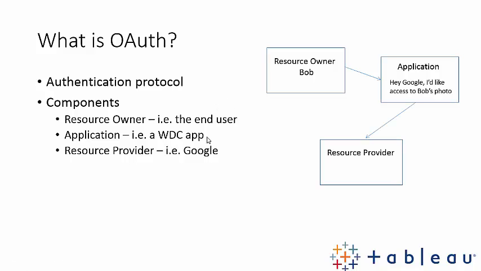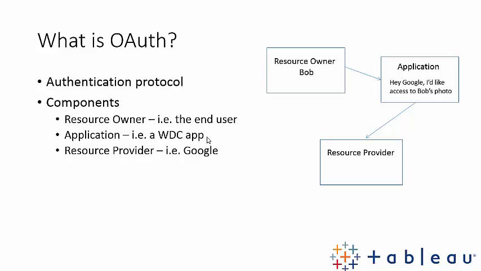In order to do this, the application needs to be registered with the resource provider. For example, your WDC will need to register with Google in order to receive Google app credentials in the form of a client ID and a client secret. The client ID is public, but the client secret needs to be kept secure.